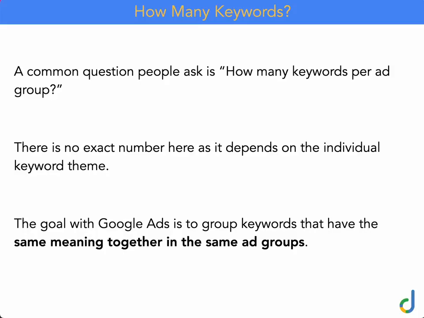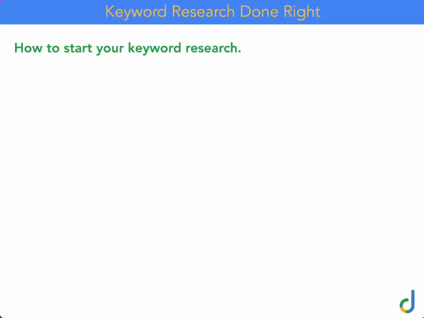So there's no exact number of keywords per ad group. It's more to do with how many keywords you can group together in the same theme so that they have super relevant ad copy and super relevant landing pages. So now let's talk about how to start your keyword research.